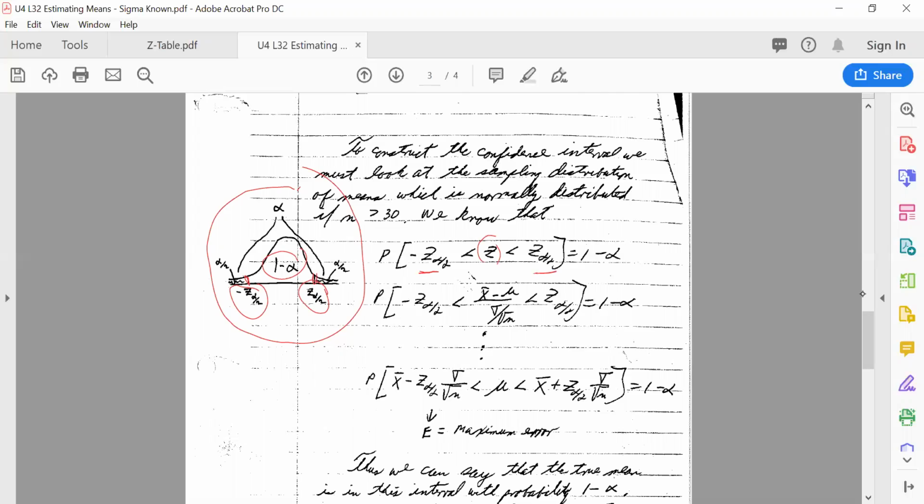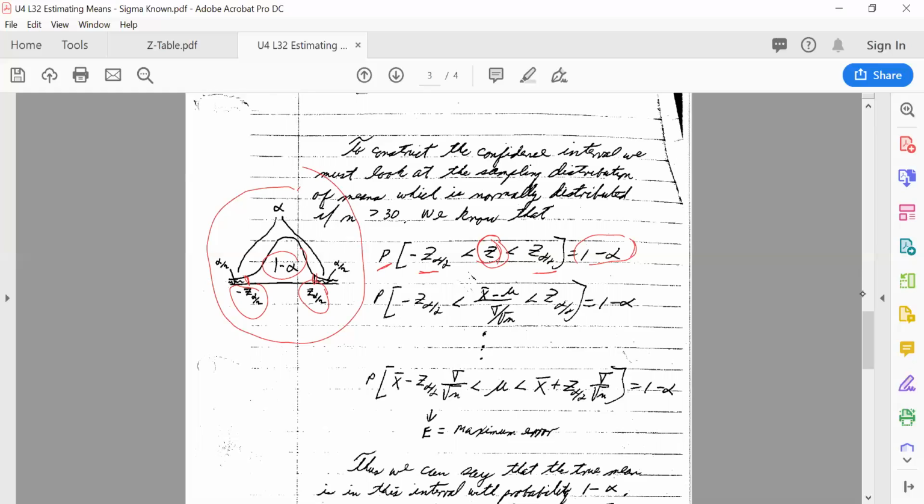What is this z-score in the middle? This is the z-score of the mystery population mean, mu. Remember, mu is just a number, like anything else, and that number can be converted into a z-score. So the z-score of the population mean is in the middle. The probability that the mystery mean's z-score is between the negative z and the positive z at the alpha over 2 level is 1 minus alpha.